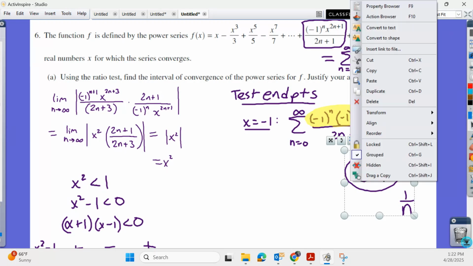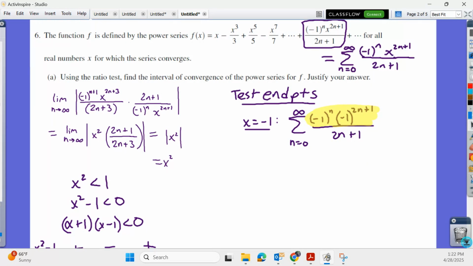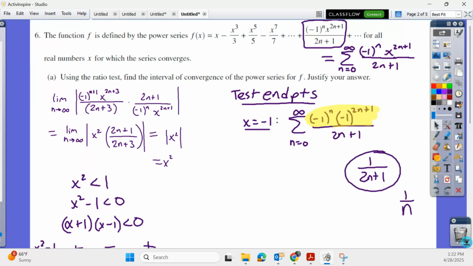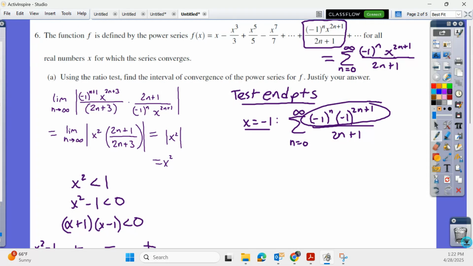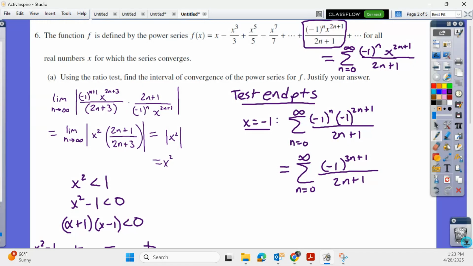that an alternator first and foremost? Because if it is, then it's alternating, and that means that it is, in fact, convergent. We'll do the alternating series test to prove it, if so. So I'm going to put these together. They have the same base, add the exponents. So that's -1 to the, and then n plus 2n plus 1 is -1 to the 3n plus 1. And then on the bottom I just have 2n plus 1, from 0 to infinity. And is -1 to the 3n plus 1 an alternator?